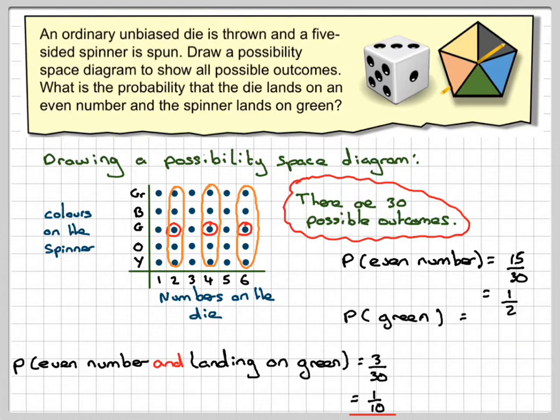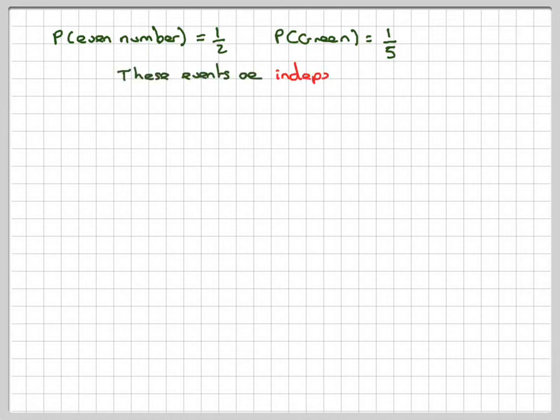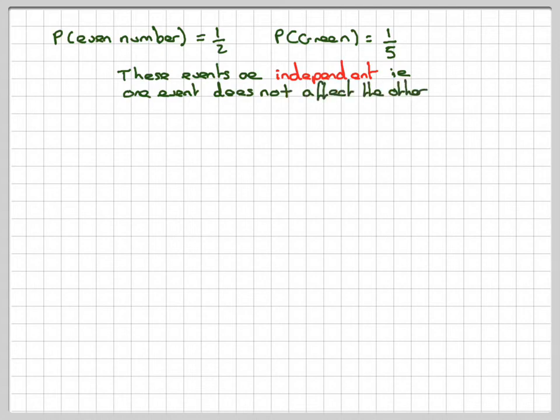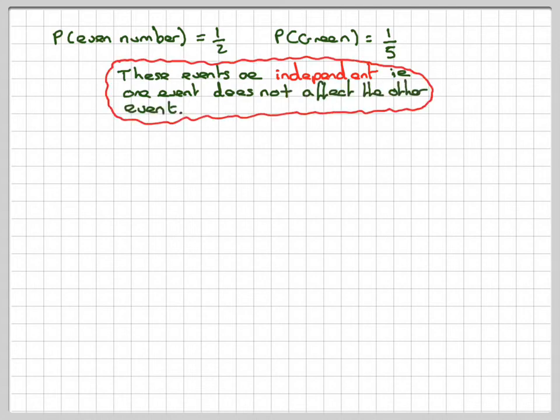And the probability of getting a green is going to be all of those. So that's going to be 6 out of 30, which cancels down to 1/5. Now remember the answer to this was 1/10. So the probability of an even number is a half, probability of green is 1/5. These events, like I just said, are independent, i.e. one event does not affect the other event.